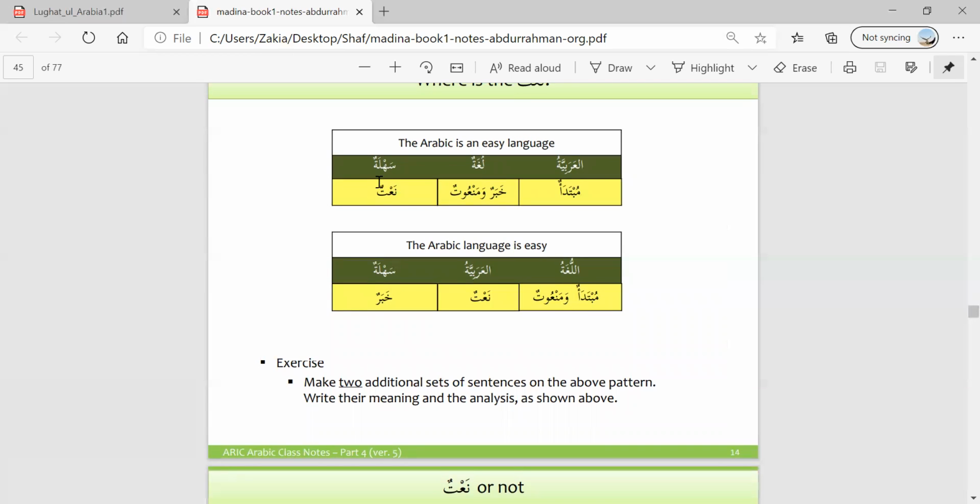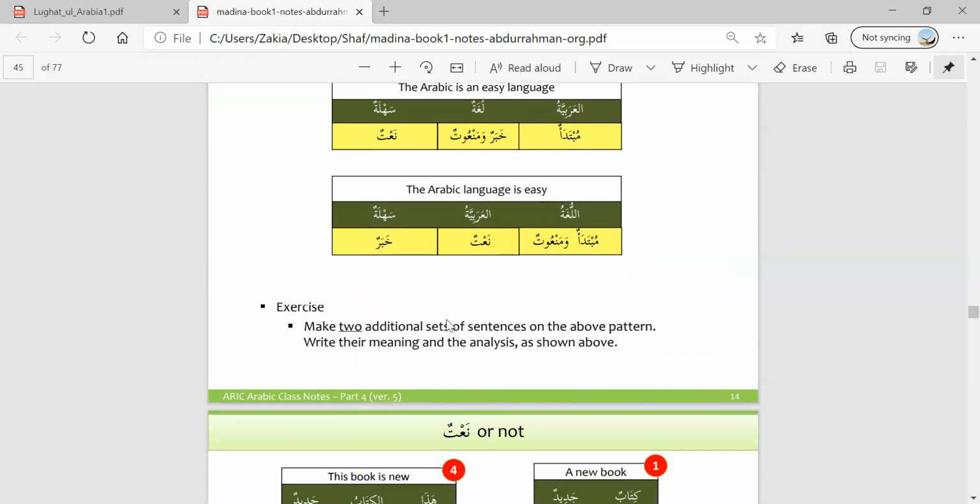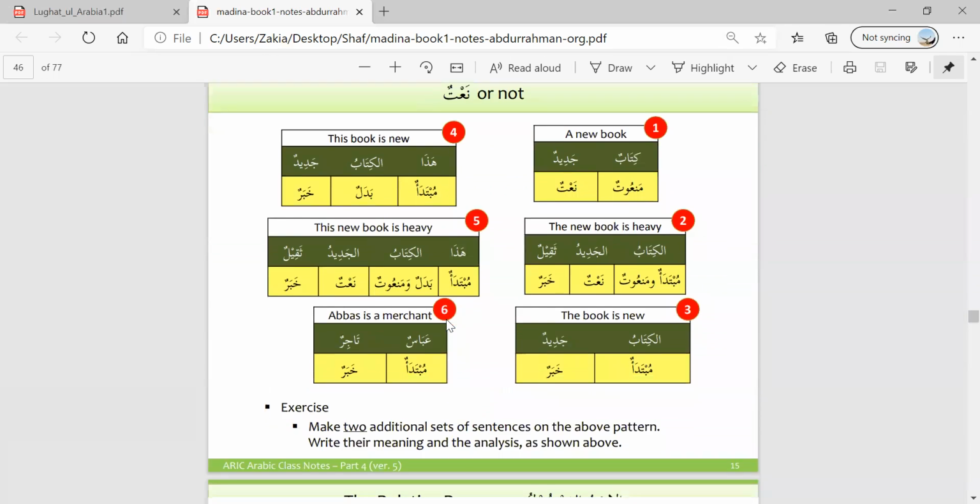So if we remove the nat on here, it takes the al, but it doesn't take the l. So we know the nat is qualifying this one. Here we know the nat, the adjective, is qualifying this noun because they're both matching. So that's how you spot them. You can put your own two examples and see how that works for you, inshallah.